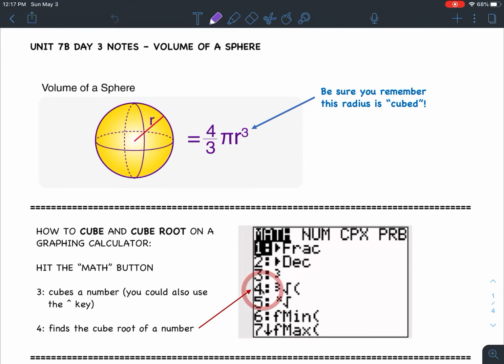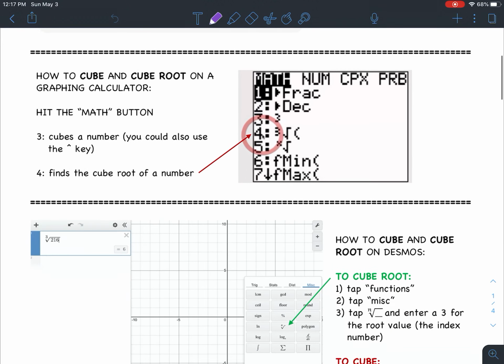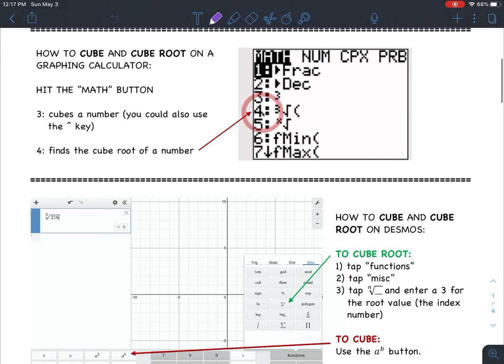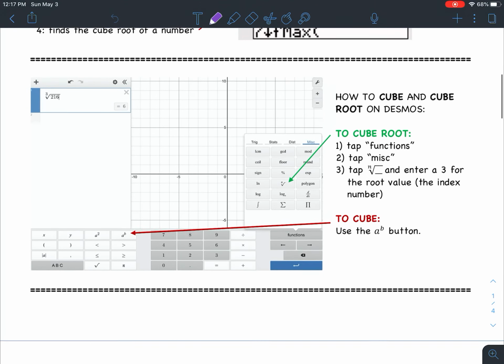Okay, our last setup for Unit 7 is volume of a sphere. Here's our formula, 4/3 pi r cubed. Remember that your radius is cubed. A few things, whether you're using your calculator or Desmos, to get the cubed root on your calculator, you'll hit the math button and it will be that fourth option down.